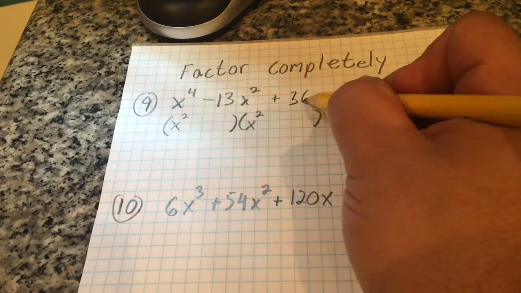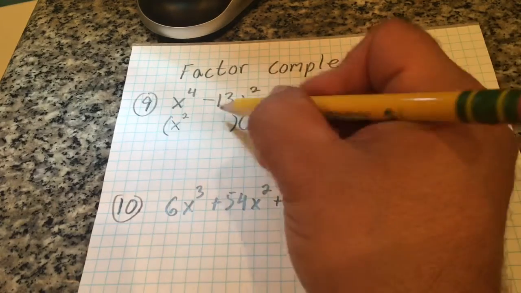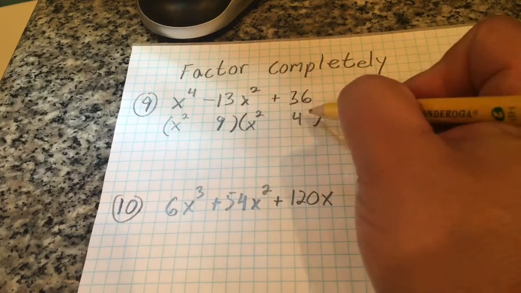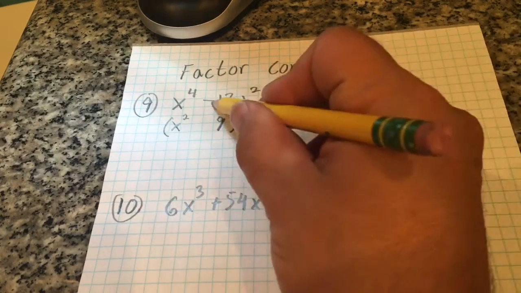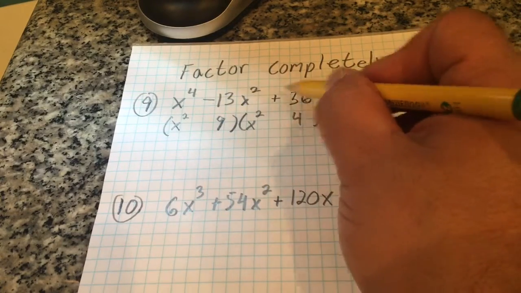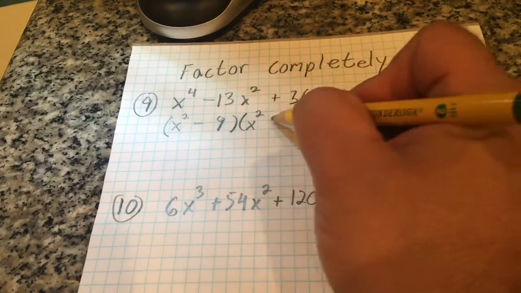And what times what equals 36? Well, I'm thinking 6 times 6, but 6 and 6 never adds up to equal 13. So it's probably going to be 9 and 4. Now, it's got to add up to equal negative 13 while also multiplying to equal positive 36. So these are both going to be negative.